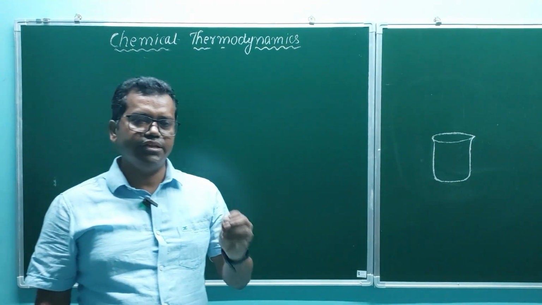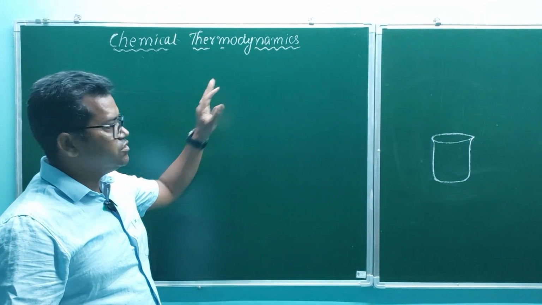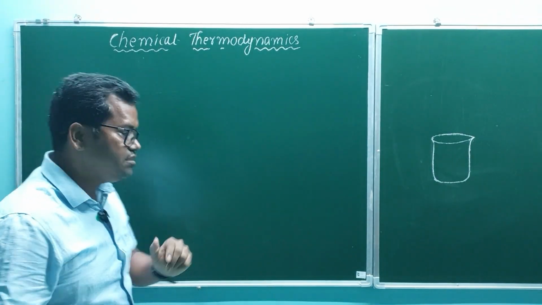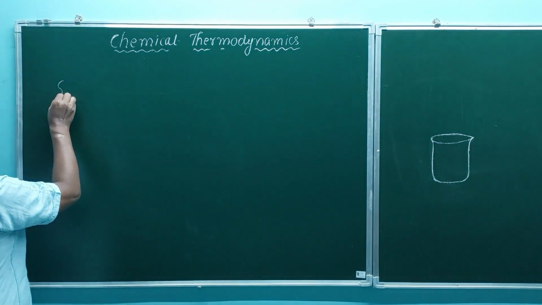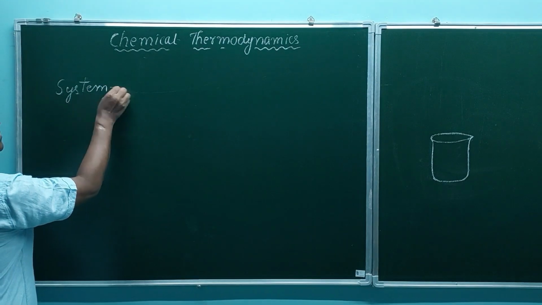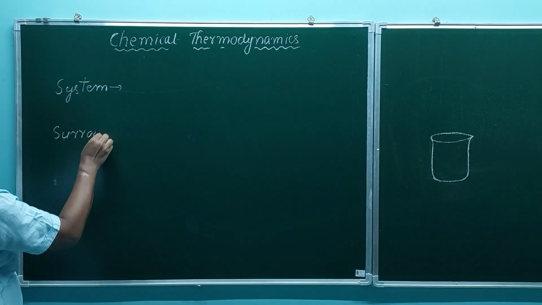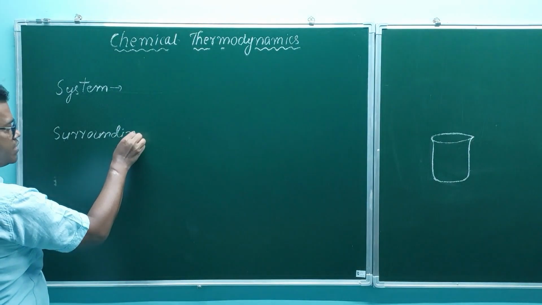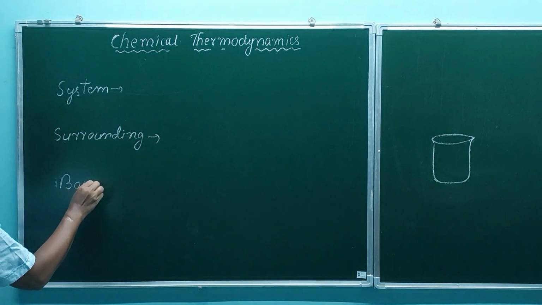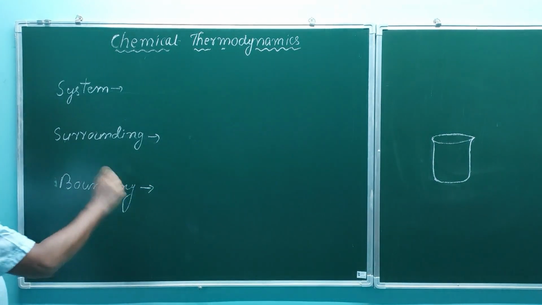Dear student, today we discuss the chapter Chemical Thermodynamics. In this chapter, we have to know certain terminologies such as what is system, what is surrounding, and what is boundary.